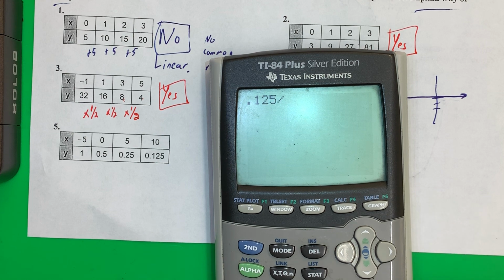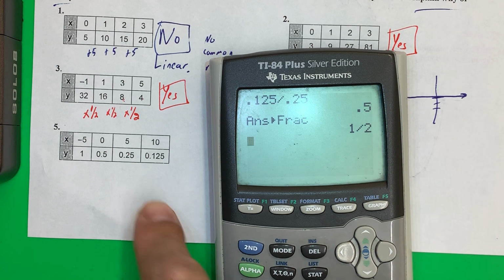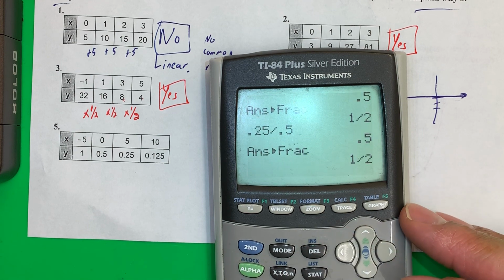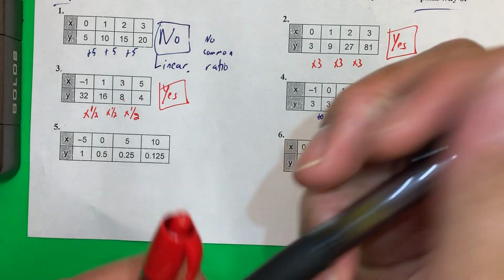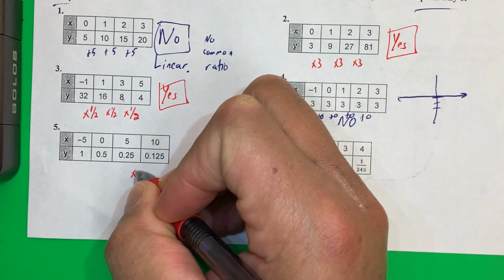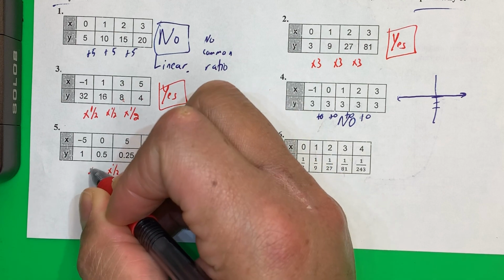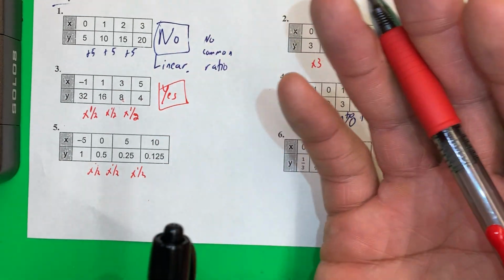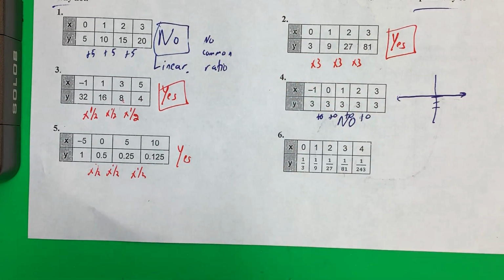0.125 divided by 0.25 is 0.5, which math, fraction, enter, it's 1/2. So you see right there, we get that 1/2 again. If I check it again to make sure it's common, 0.25 divided by 0.5, it's 0.5 again, which we know, math, enter, is 1/2, okay? So just by working backwards, I can see pretty quickly times 1/2, times 1/2, times 1/2. And if I have that repeated multiplication or even really repeated division, it's the same thing. I know that, yes, it's exponential.